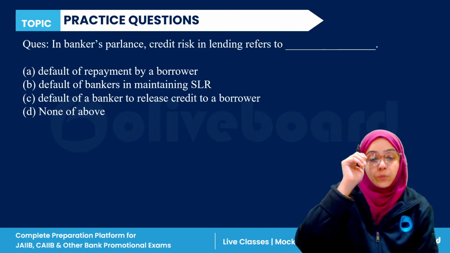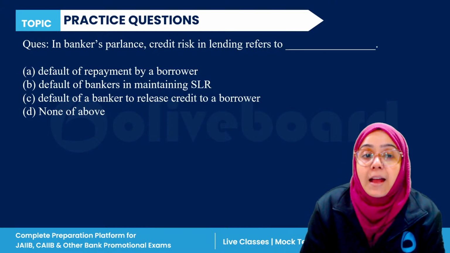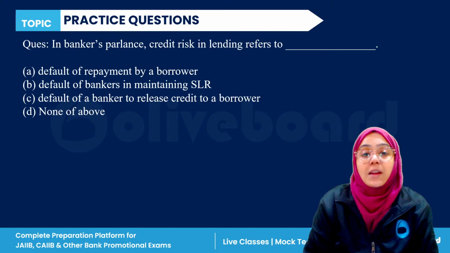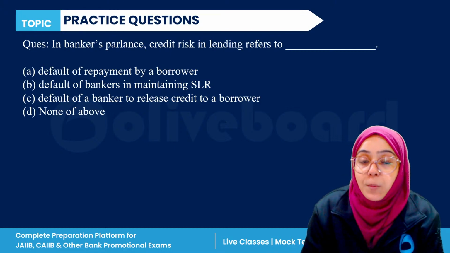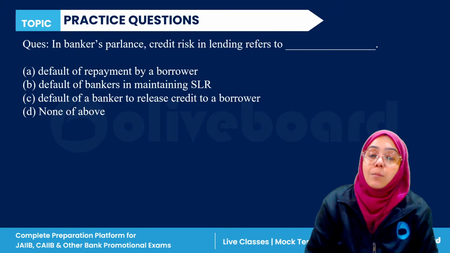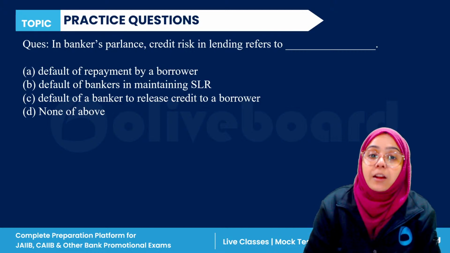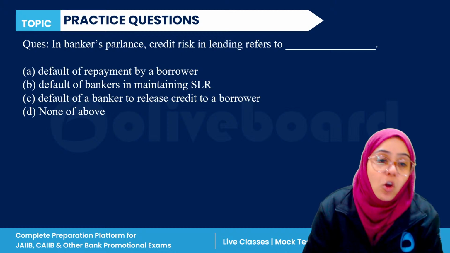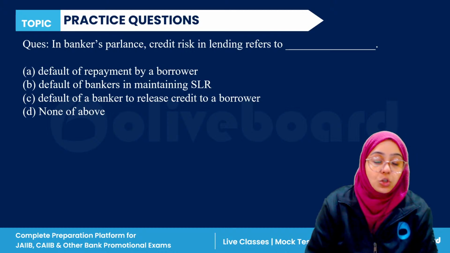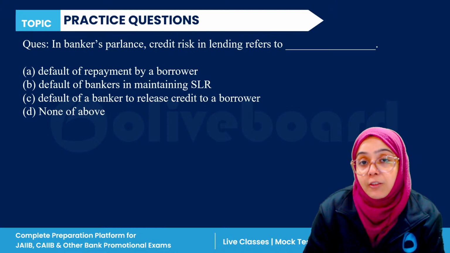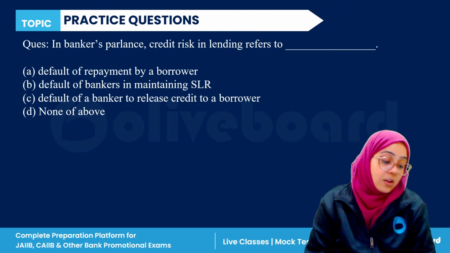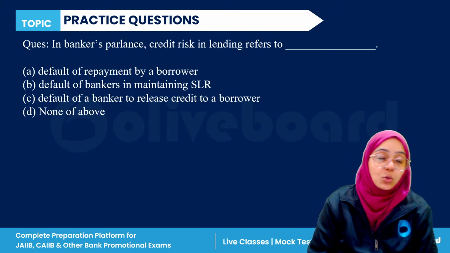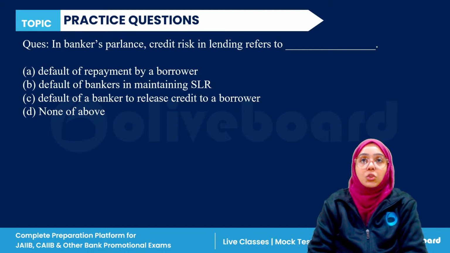Next question. In bankers' parlance, credit risk in lending refers to what? Default of repayment by the borrower, default of banker in maintaining SLR, default of banker to release credit to a borrower, or none of the above? Very easy question. From the banker's perspective, what does credit risk in lending actually refer to? Answer the question, everyone.